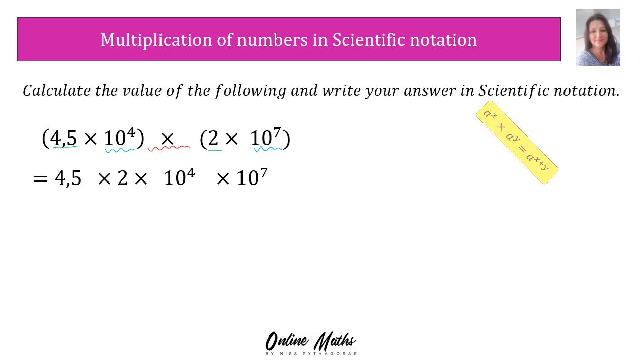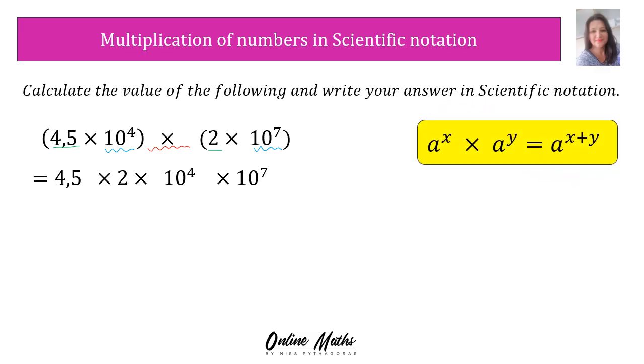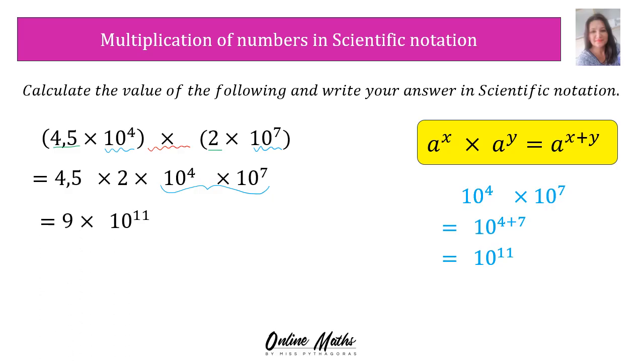Now, remember there was an exponential law, law 1, where we dealt with multiplication of exponents. When the bases are the same, we add exponents. Therefore, in terms of 10 to the 4 times 10 to the 7, the base is 10, so the bases are the same and we add exponents. It becomes 10 to the power 4 plus 7, and then it's 10 to the power of 11. Back to our sum. 4,5 times 2 is 9, and then there's your 10 to the power of 11. And then there's your answer.